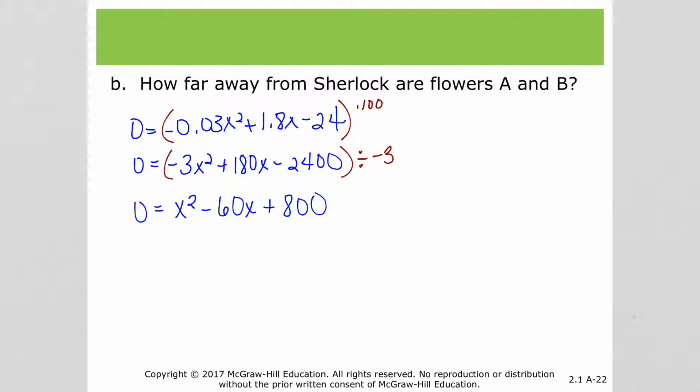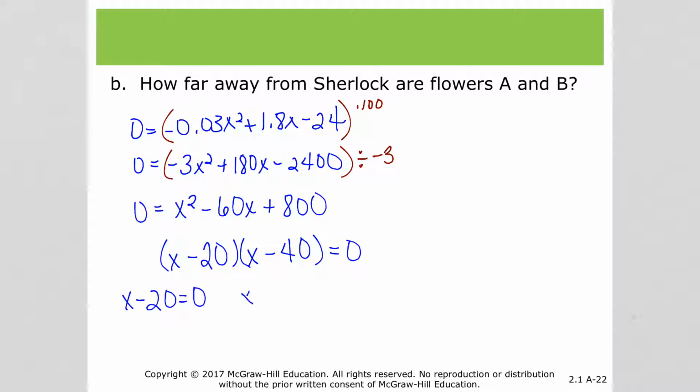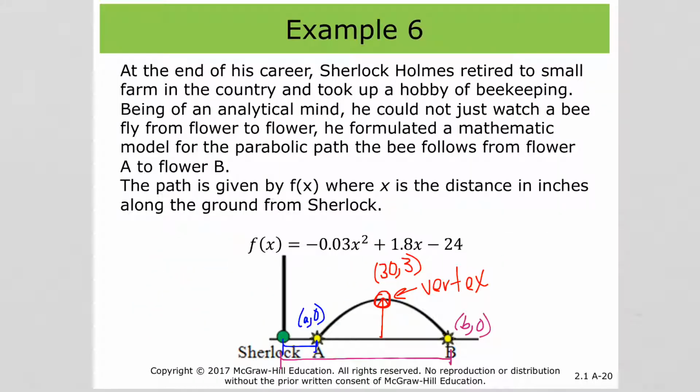Okay? So now we can factor. What multiplies to give us 800 that adds to be -60? Actually, -20 and -40. So we set both of these equal to 0. And so x is 20 and x is 40. Well, I wonder which is which here. The shorter distance must be 20. The longer distance will then be 40.